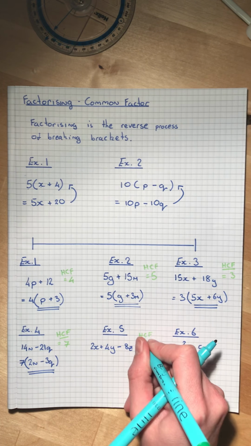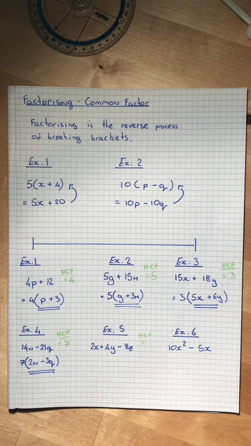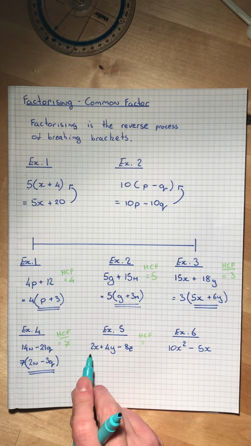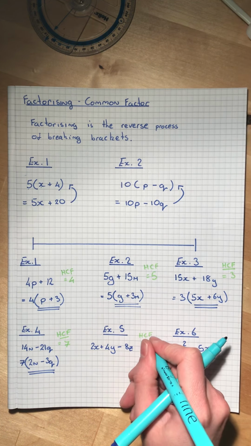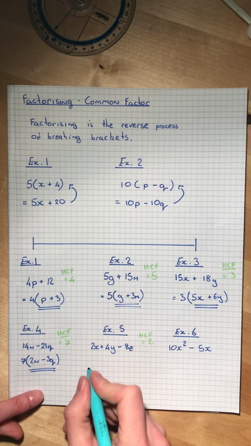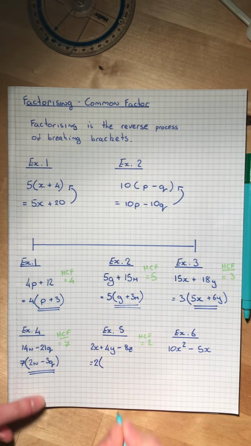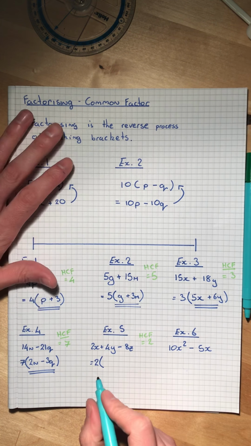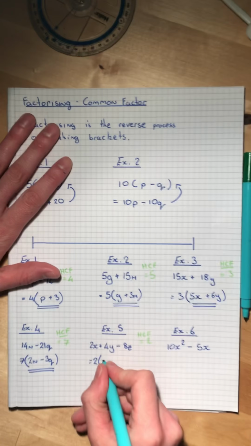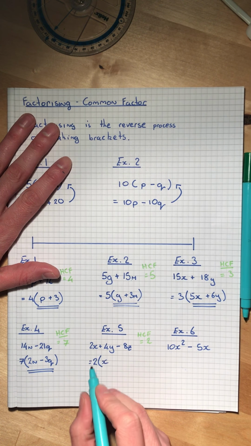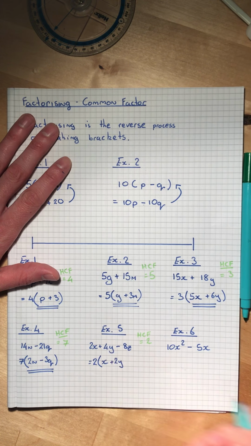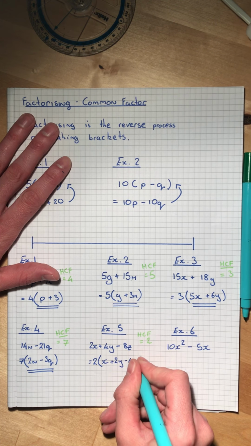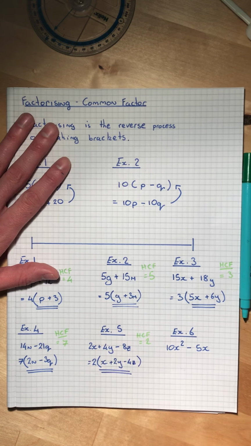This might look challenging because there's more terms. We still need to find the highest common factor of 2, 4 and 8. Now, what times table are 2, 4 and 8 all in? They're in the 2 times table. So that means 2 will go outside the brackets. 2 times what gives 2x? 2 times x gives 2x. 2 times what gives 4y? 2 times 2y gives 4y. And 2 times what gives negative 8z? 2 times negative 4z gives negative 8z.